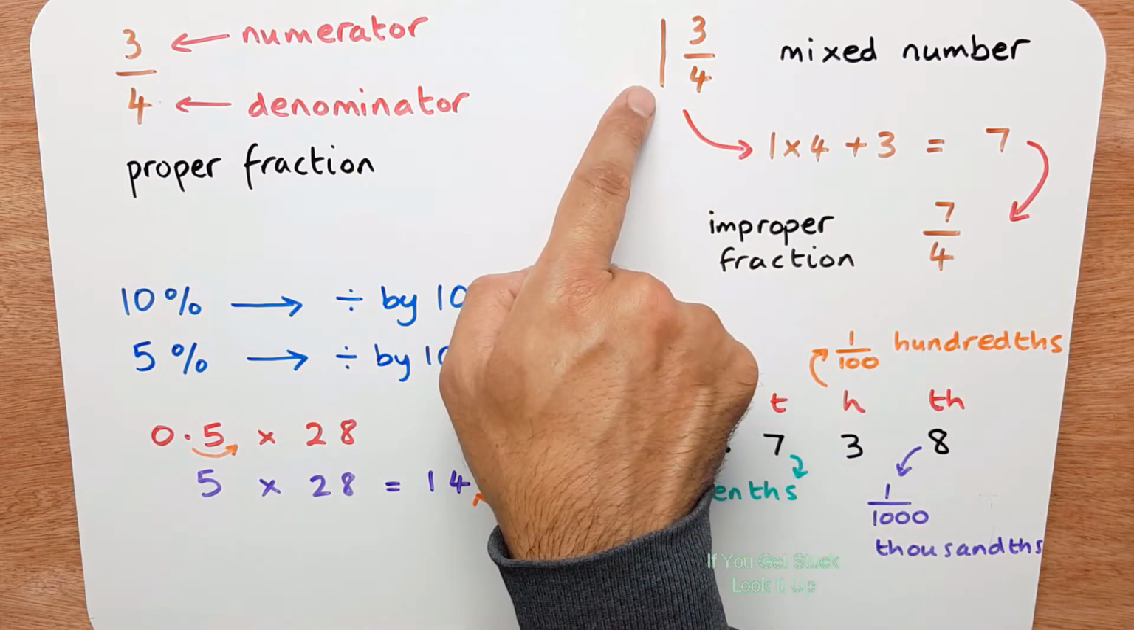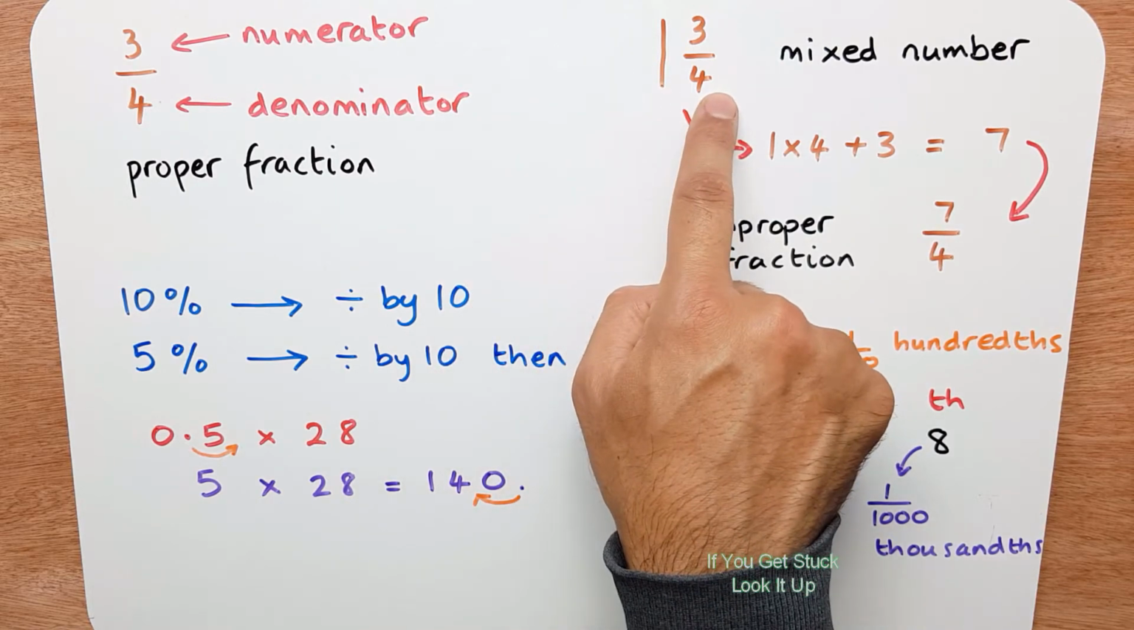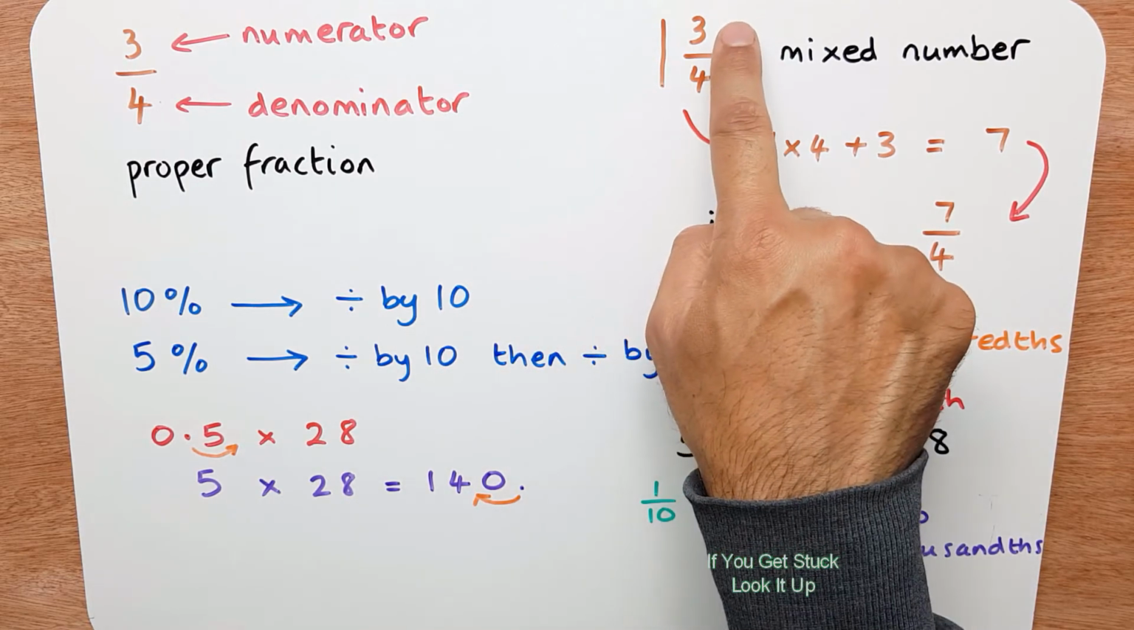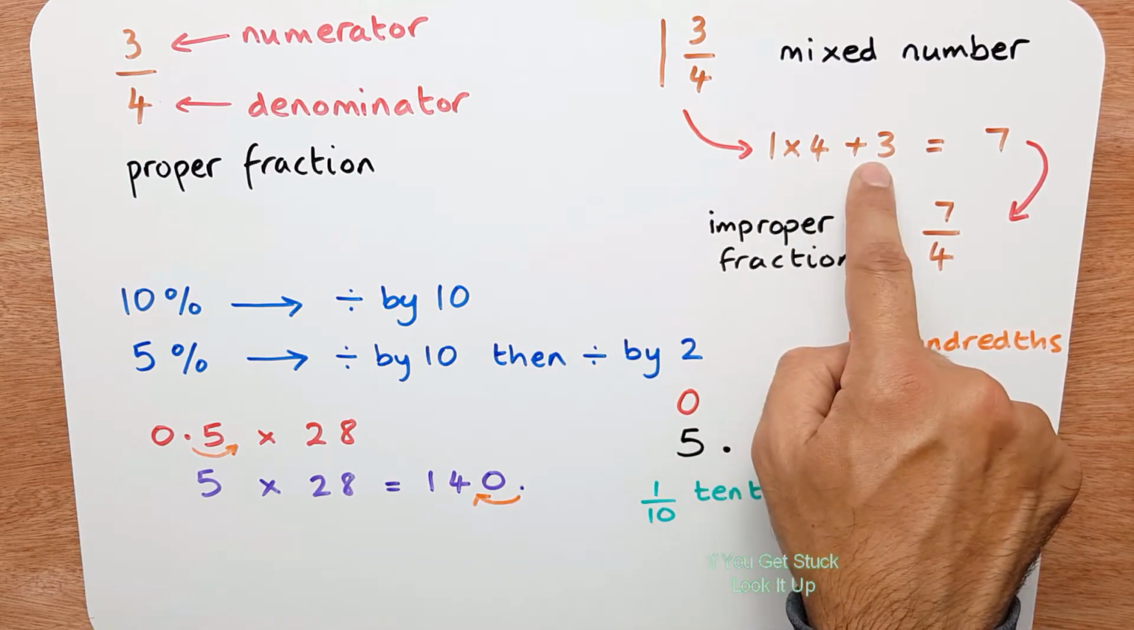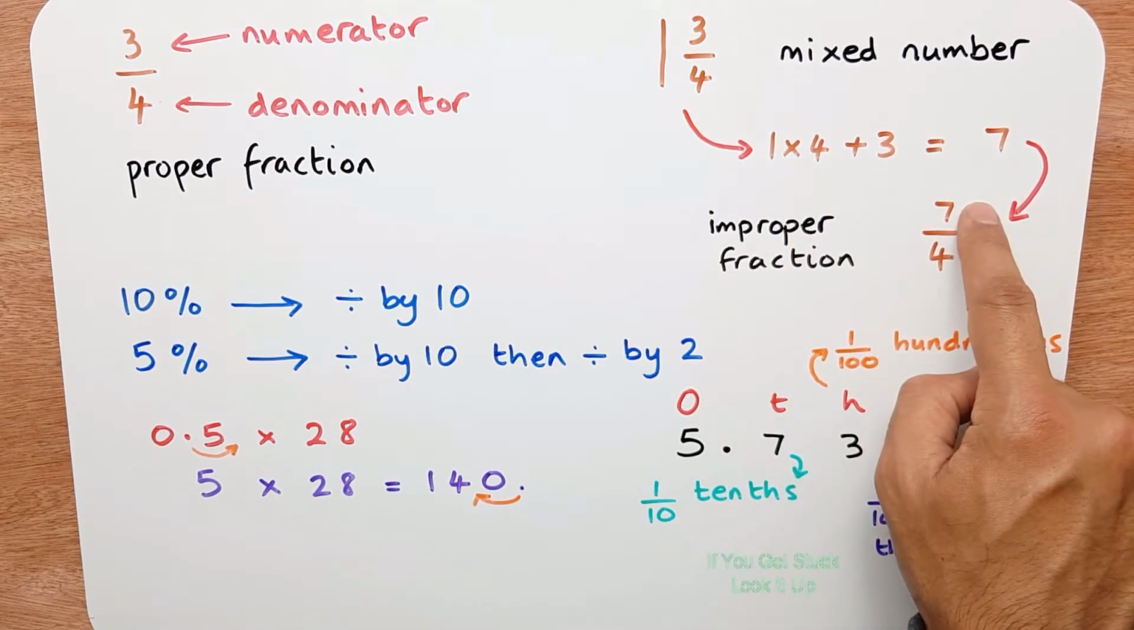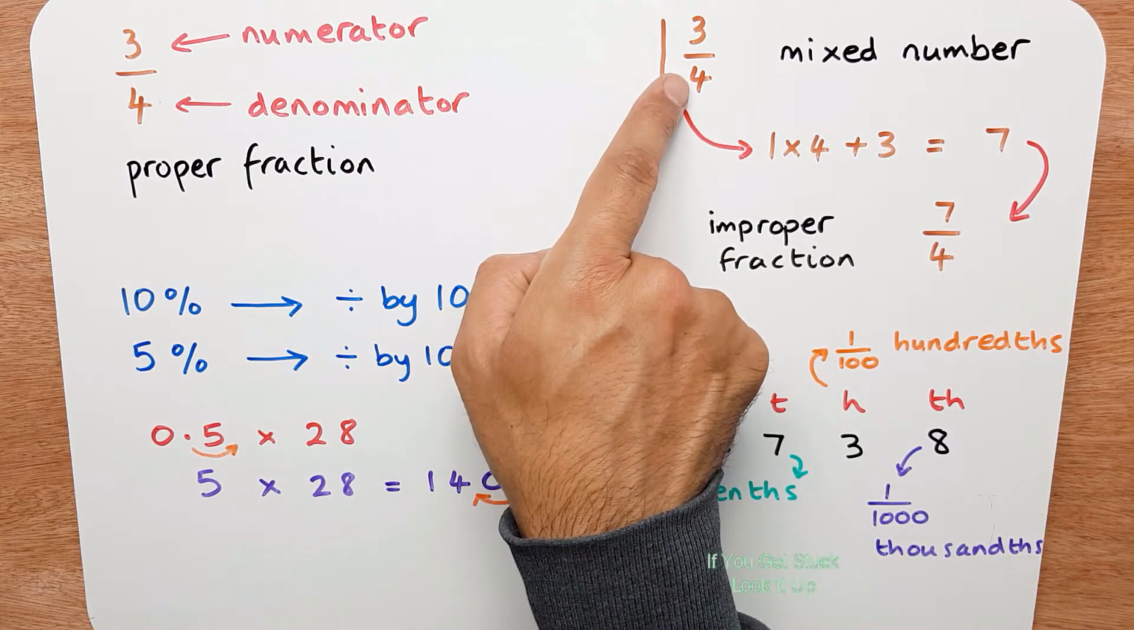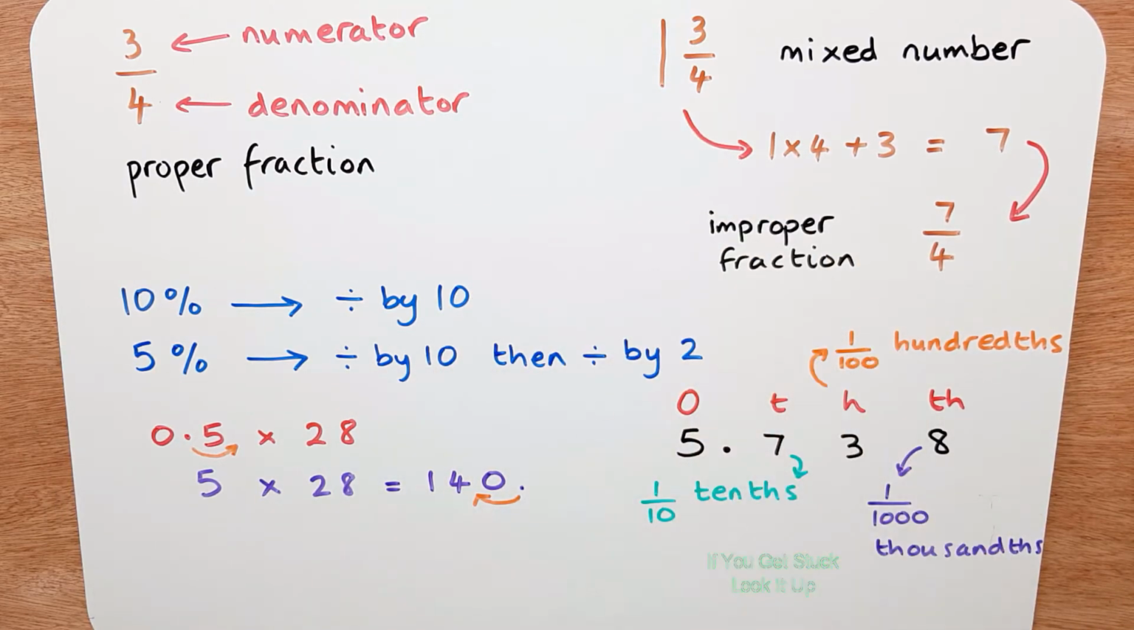What you do, you take the big number, multiply it by the bottom number, add the top number. So you do 1 times 4 plus 3 is 7. 7 goes at the top, and this 4 stays at the bottom.